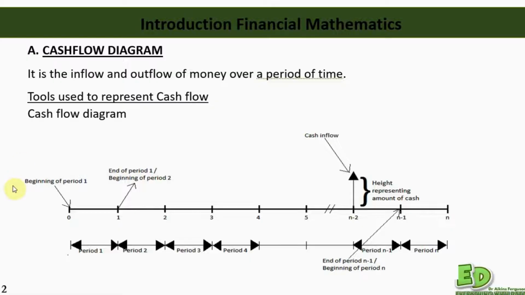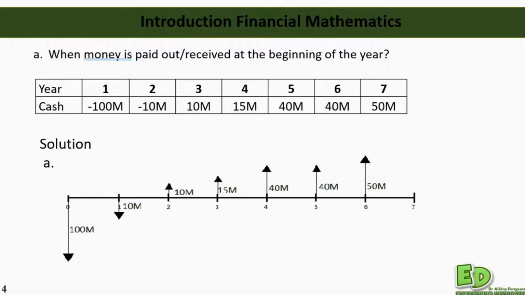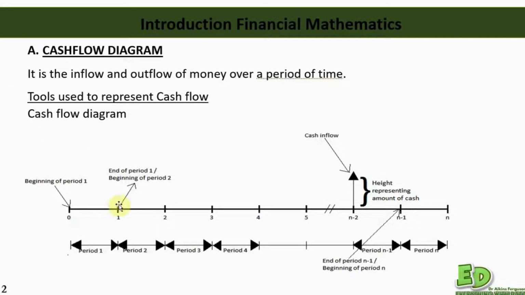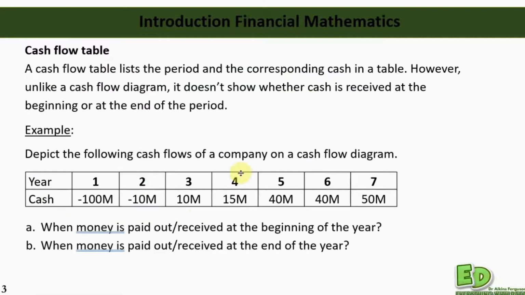The second tool that is used to represent a cash flow is what we call a cash flow table. A cash flow table lists the period and the corresponding cash in a table. However, unlike a cash flow diagram, it doesn't show whether cash is received at the beginning or at the end of a period. This cash flow diagram doesn't show if the inflow or outflow is being received at the beginning of a period or the end of a period. But this cash flow table does.